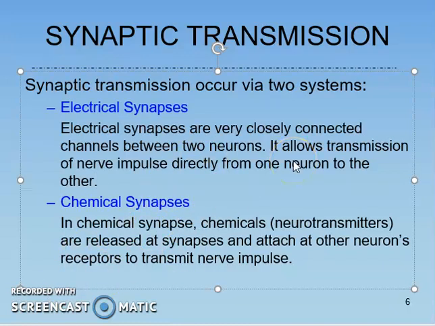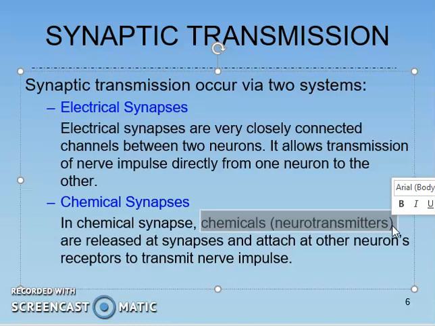Okay, so second is chemical synapse. Now the chemical synapse are, of course, as the name says, the chemicals which are also called neurotransmitters because they are transmitting messages between the neurons. We call them neurotransmitters. So what are these? These are chemicals which are released at synapses.